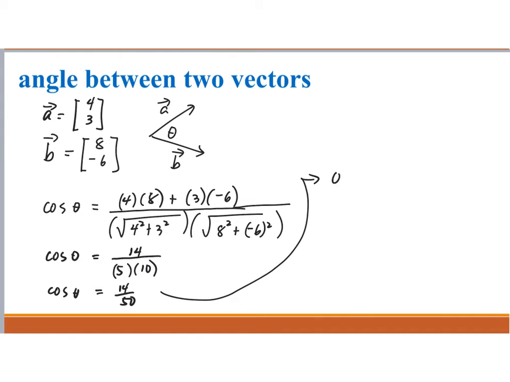So to solve for theta, we're going to need to get the cosine inverse, or the arc cosine, of 14 over 50. Now I want my answer to be in degrees, so we're going to need our calculator here. If you want the answer to be in degrees, the arc cosine of 14 over 50 would be 73.7 degrees.